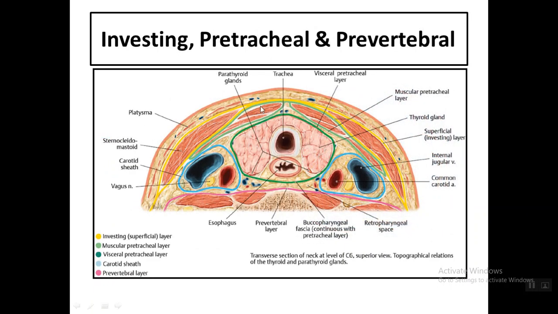Here we see clearly, in yellow, the investing layer, the outer layer that surrounds the sternocleidomastoid and the trapezius muscle. This is the carotid sheath surrounding the internal jugular vein, the common carotid artery and internal carotid artery, with the vagus nerve. And this is the pretracheal layer surrounding the thyroid gland, the trachea and esophagus. And this is the prevertebral layer surrounding the cervical vertebra with the vertebral muscles.